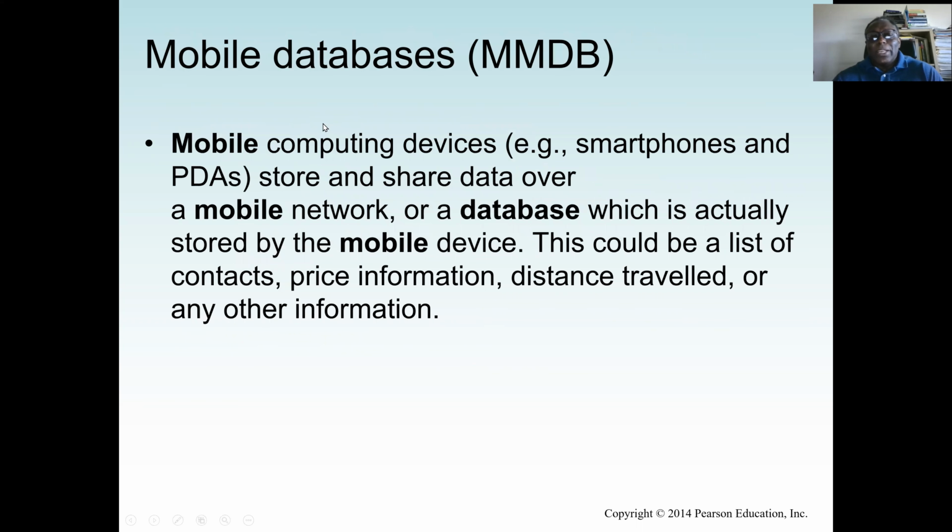And also we have the mobile databases. And we know mobile computing devices such as smartphones or personal digital assistants can store and also share data over a mobile network or a database which is actually stored by a mobile device. So mobile databases are normally database systems that are stored in mobile devices. A very good example is our smartphones. So this could be a list of contacts, the price information, distant travel, or any other information.